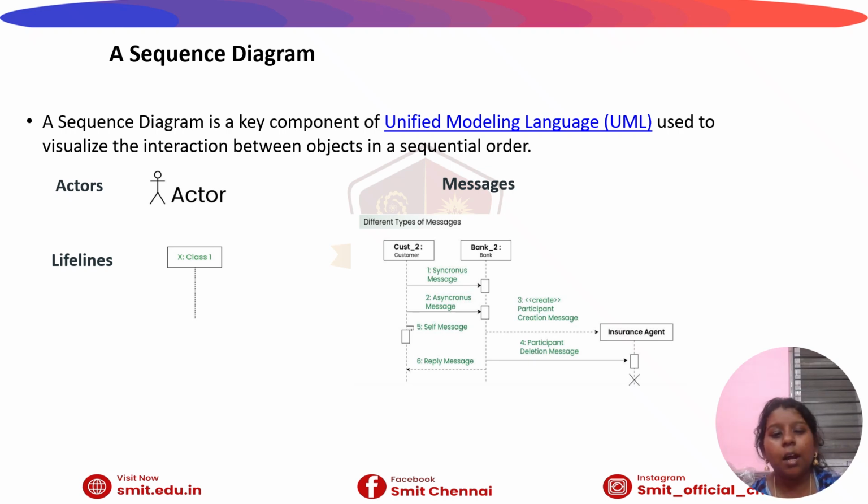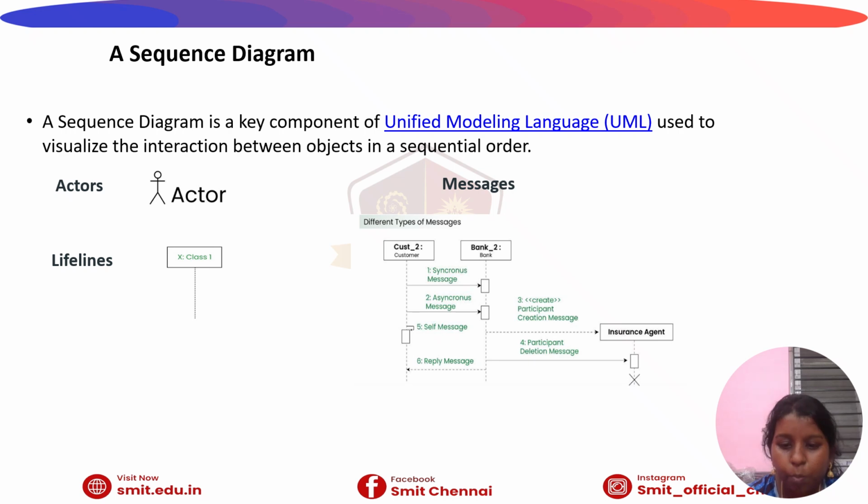In this, one object or one particular lifeline interacts with another lifeline, but it does not get any reply. We call that type of message a synchronized message. Asynchronous message is a two-way communication. In this, the sender and the receiver communicate with each other. Next is the self message. If the object interacts with itself, we call it a self message.